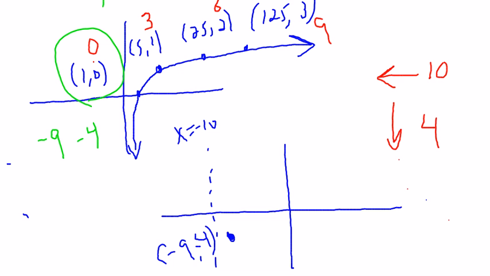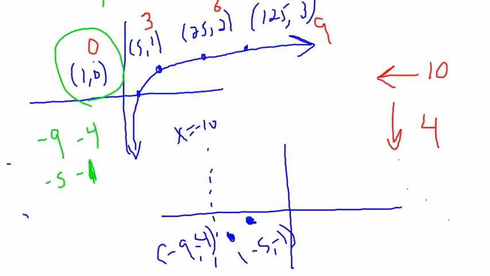Next one. (5, 3) needs to move left 10, which puts me at -5, and then down 4, which puts me at -1. Oops, -1. So that's in the same quadrant. Blue. Boom. Let's see. I'm going to make it close to the axis, like that, and then put in parentheses (-5, -1), close.